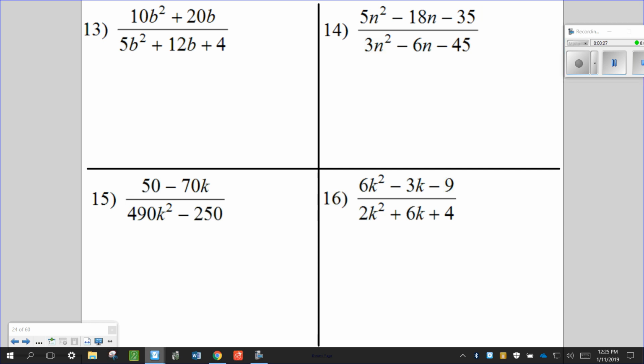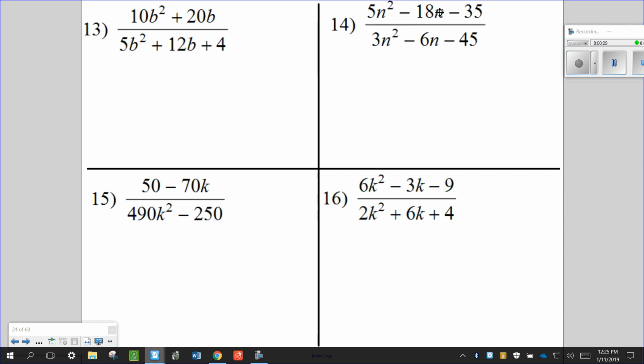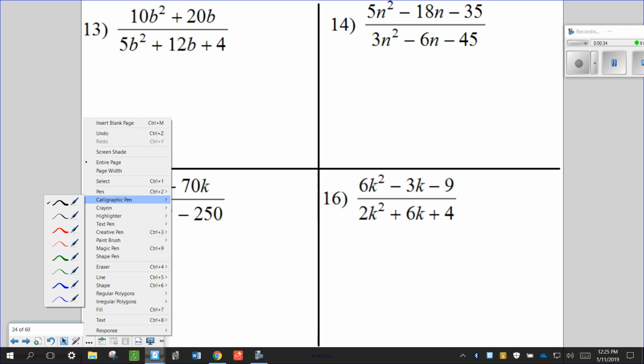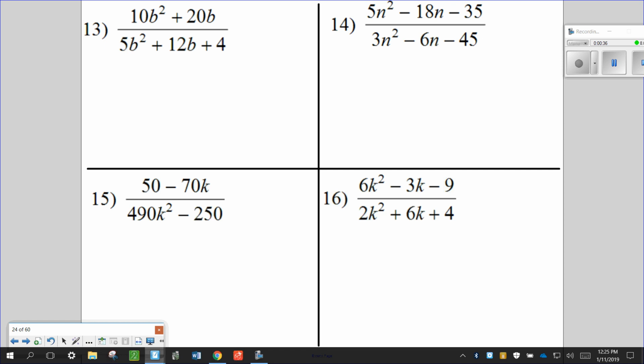So I'm going to look first at the numerator and try to factor it. Obviously, if there was a common factor in the numerator and denominator, you could take that out. But if not, you're going to start factoring the numerator and then factor the denominator and then look for those factors. So I'm going to start with 5n squared minus 18n minus 35 and factor that. So how do I factor that?